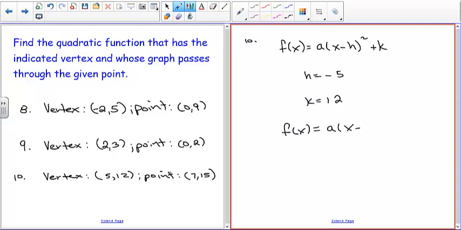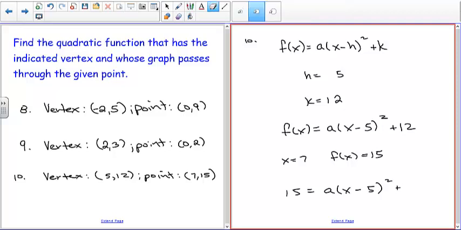So h is positive 5. I don't know why I did that, because it's x minus h, from here, 5. So it's positive 5. So you have x minus 5 squared plus k. Okay, in this case, x equals 7, f of x equals 15. So we get 15 is equal to a times x minus h squared plus 12. So for x I put in 7.